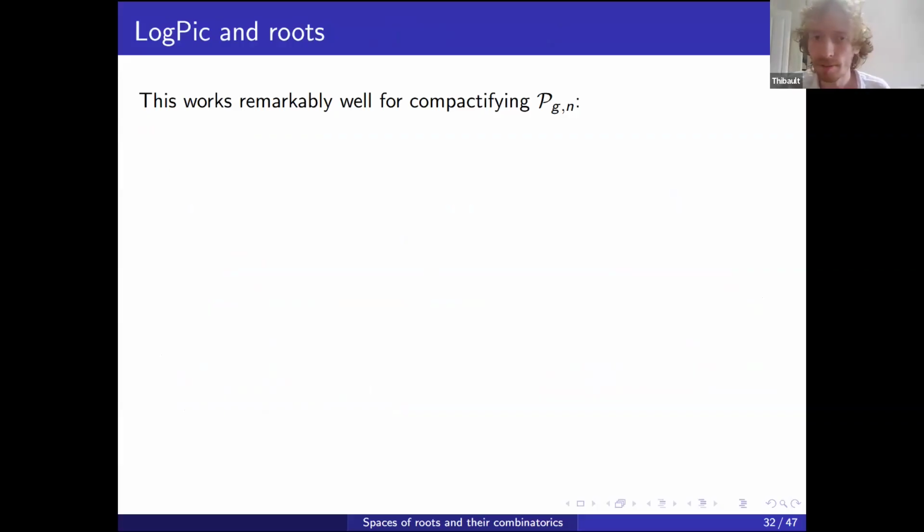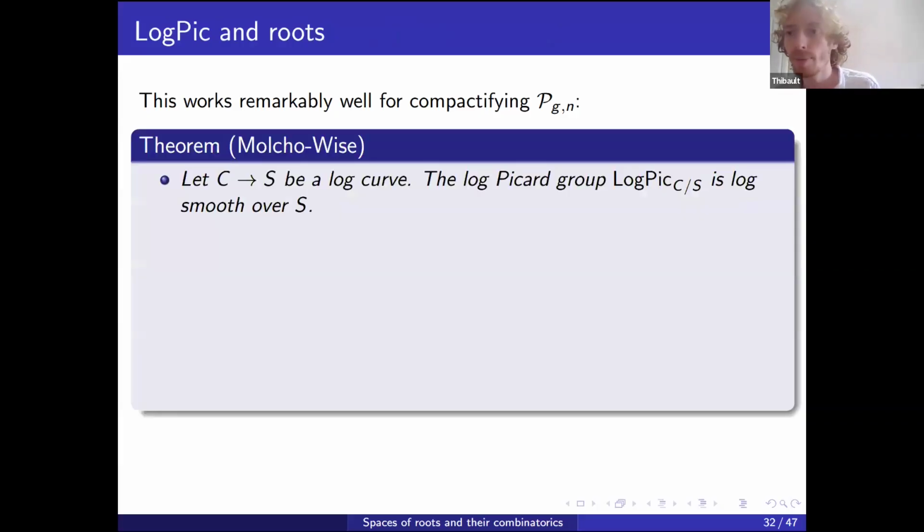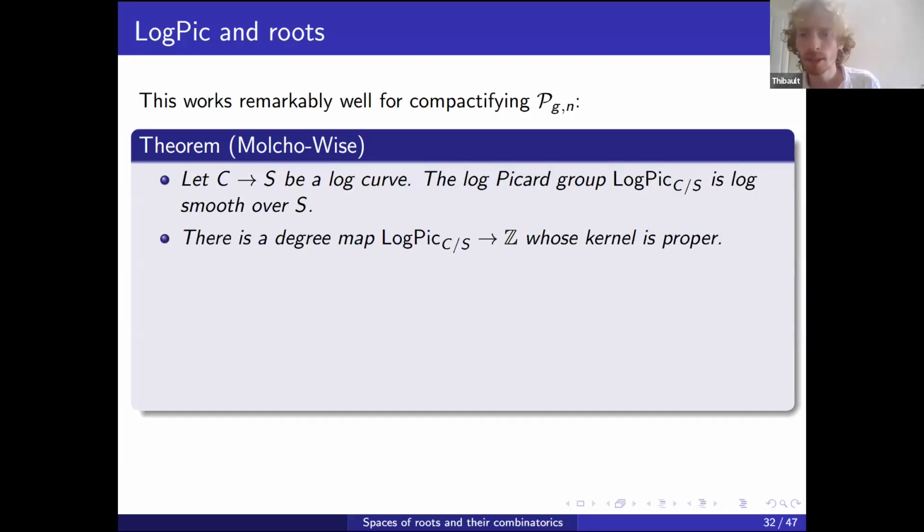So I'm getting ahead of myself, right? Here's how you compactify Pic logarithmically. It has been done by Molcho and Wise a few years ago. You start with a log curve. You can make sense of its log Picard group. And Molcho and Wise tell you that this log Picard group is log smooth over the base. It has a degree map to Z compatible with the degree map on Pic. The kernel of this degree map, the logarithmic Jacobian, is proper.